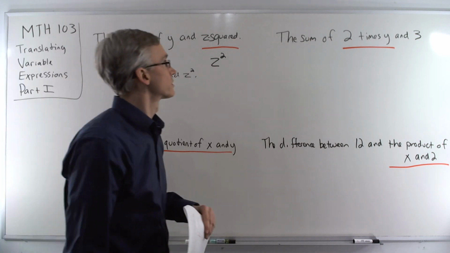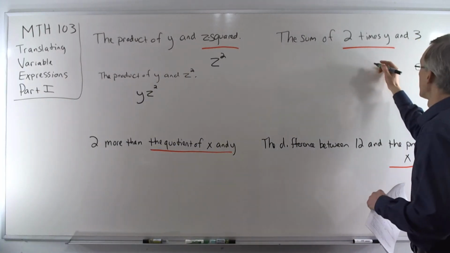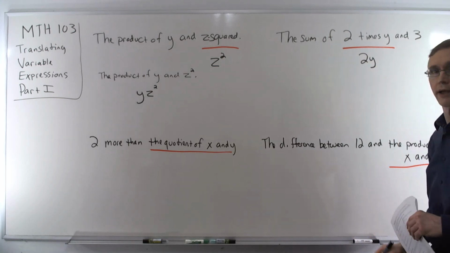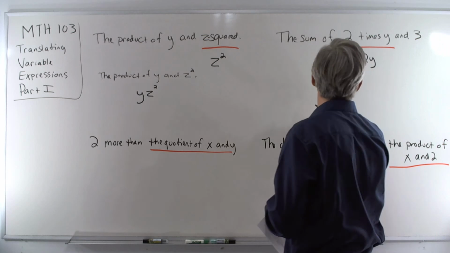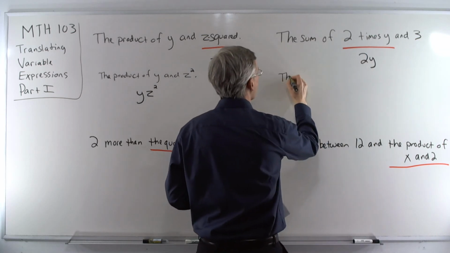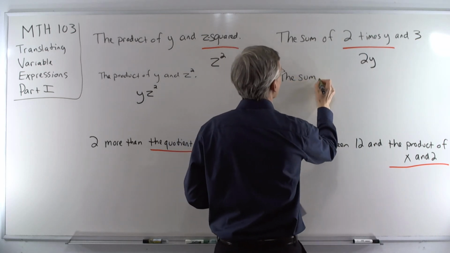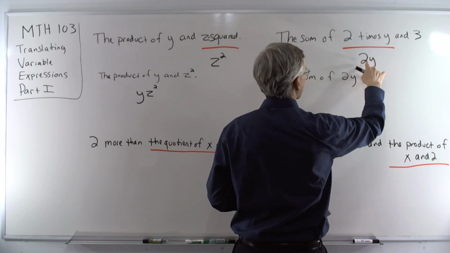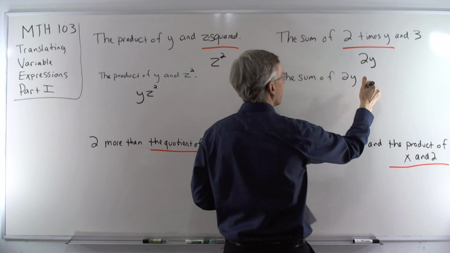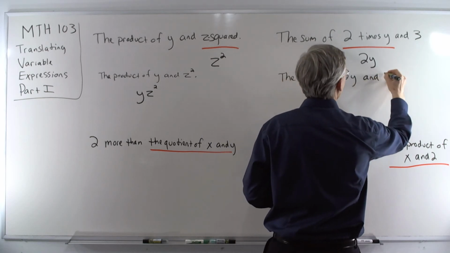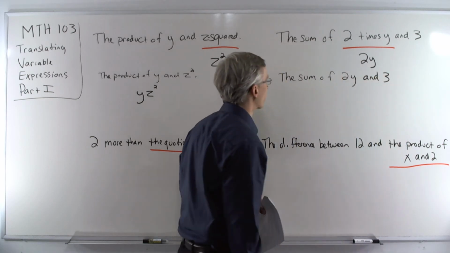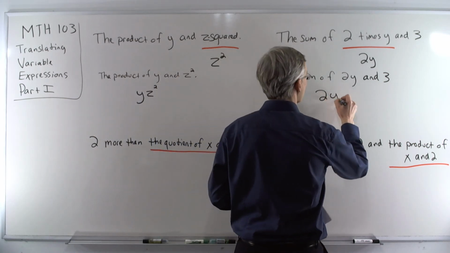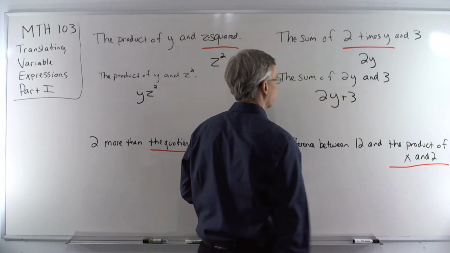Next up, the sum of 2 times y and 3. So 2 times y, times is multiplication, so that translates into 2y. Now we can rewrite this one. Replacing 2 times y with 2y, so the sum of 2y and 3. Sum is addition, so this is 2y plus 3.